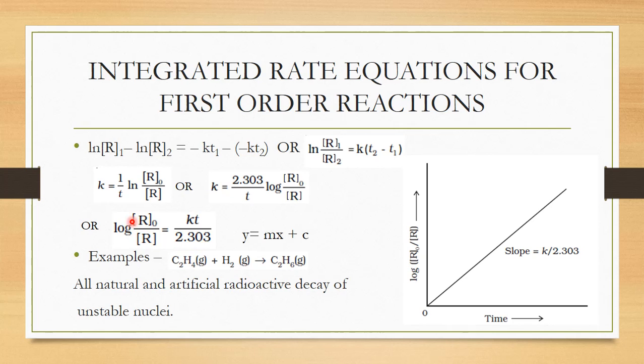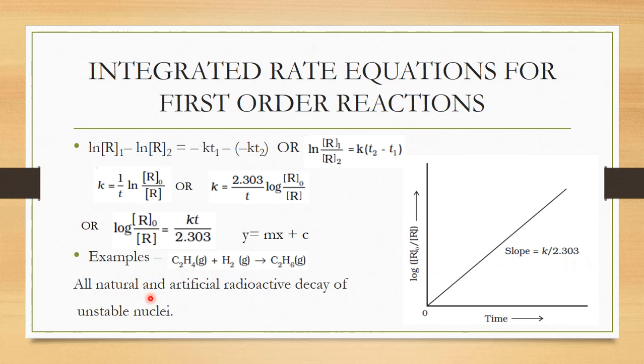Again an equation of a straight line, y is equal to mx. Here c is not there, so the intercept will be 0. So we will again get a straight line, but now passing through the origin, at c equal to 0. On the x-axis we have taken t, and on the y-axis we have taken log R naught by R. Then the slope will be equal to k upon 2.303.